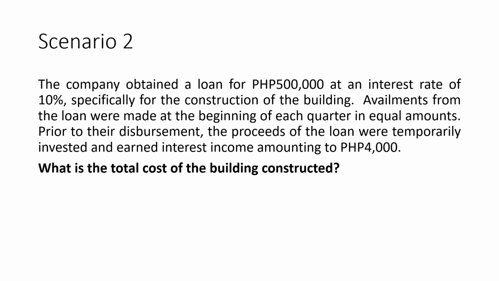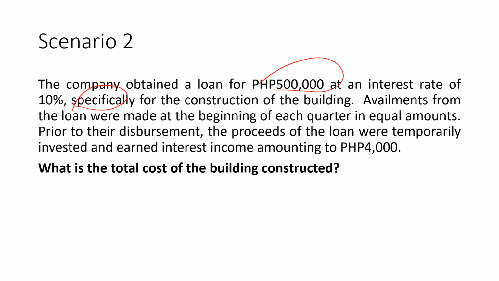Okay, class. So, scenario 2. The company obtained a loan for 500,000 at an interest rate of 10% specifically for the construction of the building. So, this is a specific borrowings. So, yung 500,000 was obtained or a loan specifically for construction of the asset or qualifying assets, which is the building in this case.